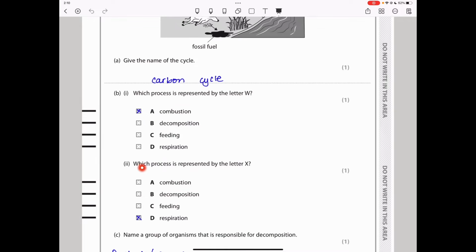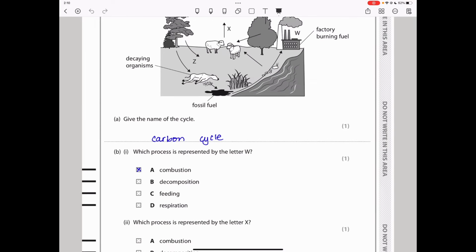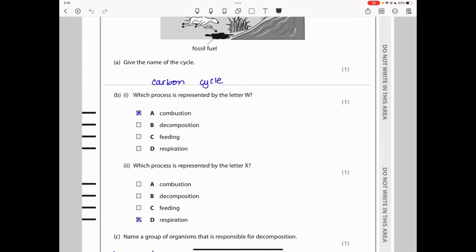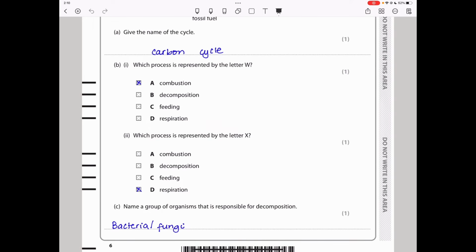The next part says, which process is represented by the letter X? Let's see, X. Yeah, this is respiration. You can see the organisms that have already fed onto the plants are releasing the waste CO2 back into the atmosphere. That is respiration. The next part says, name a group of organisms that is responsible for decomposition.